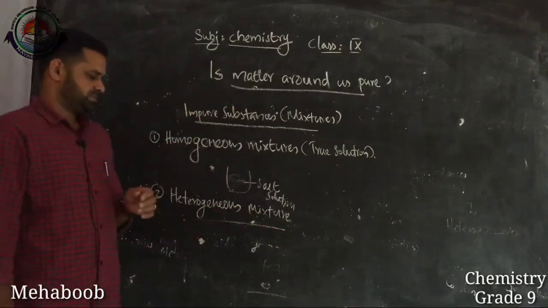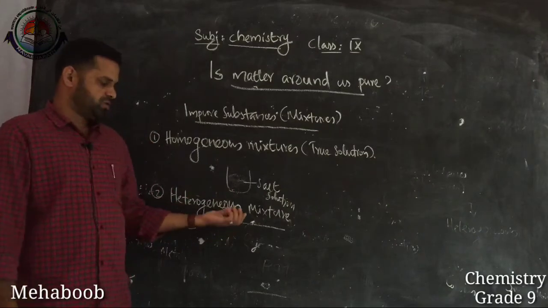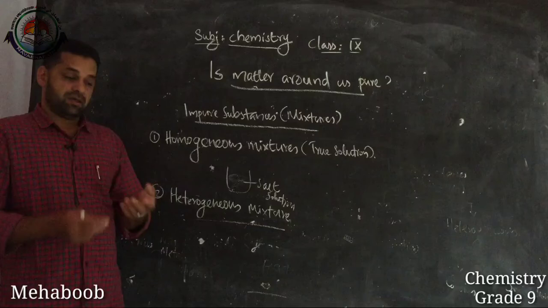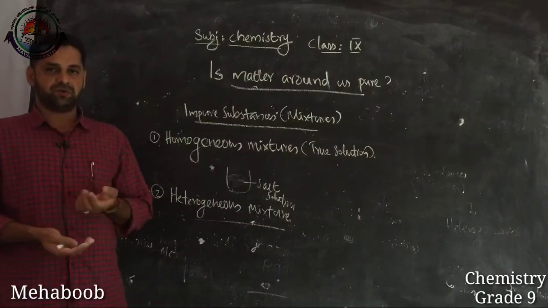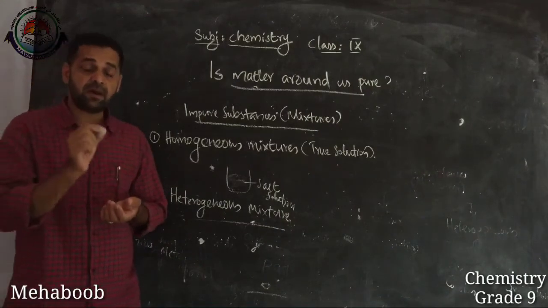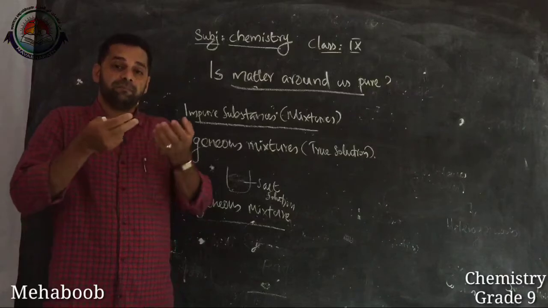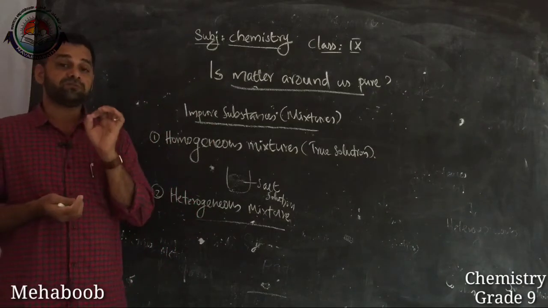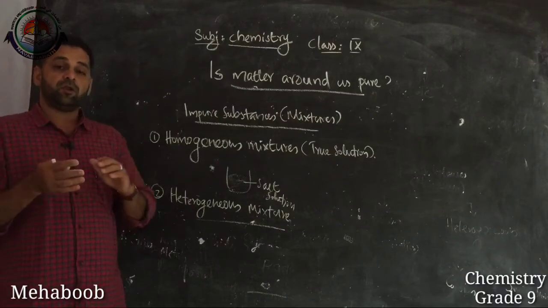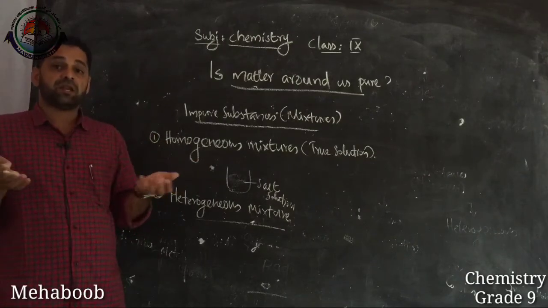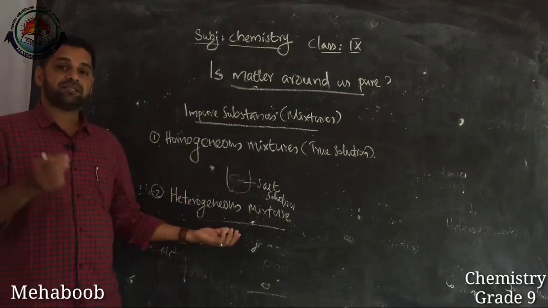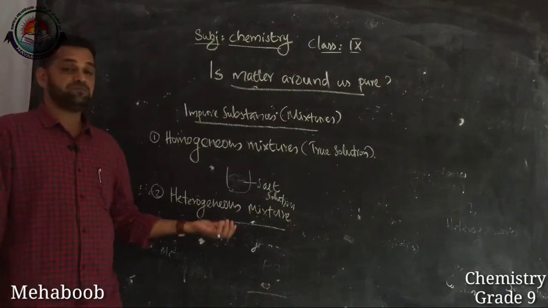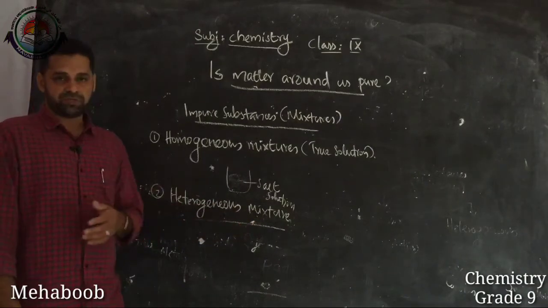So what is a heterogeneous mixture? A mixture is said to be heterogeneous if all the components of the mixture are non-uniformly distributed and there is a visible boundary of separation between the components. They are not uniformly distributed, they are non-uniformly distributed, and there is a clear visible boundary of separation between the components. That is called a heterogeneous mixture.